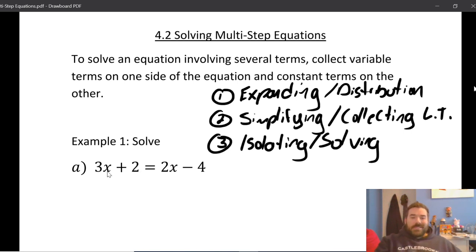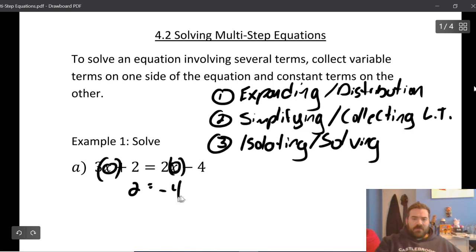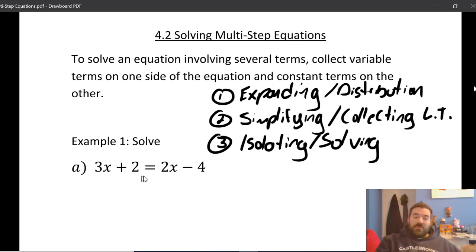If I put 0 in here, for example, 0 times 3 is 0, plus 2 would be 2 on this side. 0 times 2 would be 0, minus 4 is negative 4. 0 doesn't work. So we're looking for a particular value of x that will make this equation true, that will make the left side equal the right side. And so let's go through this example. We'll do a few examples of progressive difficulty.